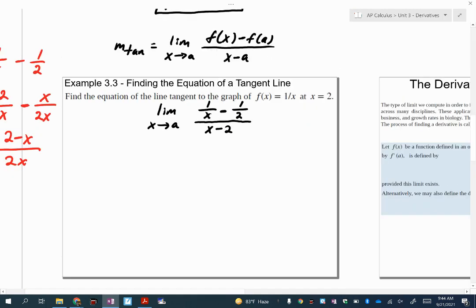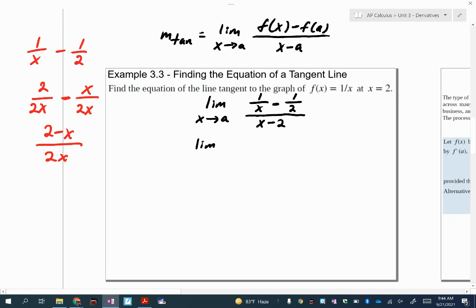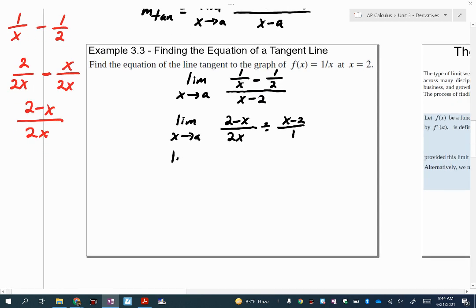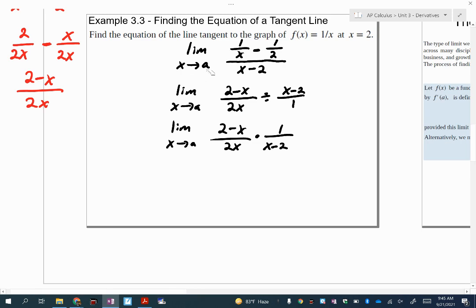Let's see if you're still following along here with my complex fractions. All right, so we have 2 minus x over 2x divided by x minus 2. So I'm going to rewrite that to be 2 minus x over 2x times 1 over x minus 2. I should have changed that a to be a 2. Sorry about that. There we go. Now we're still not there yet, because what you'll notice is that we aren't able to cross anything out. I'm about to write all this stuff together, but you can't cross anything out.